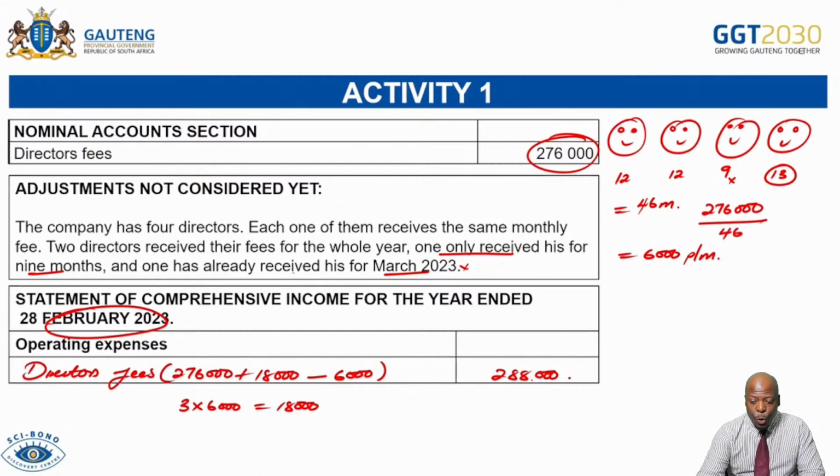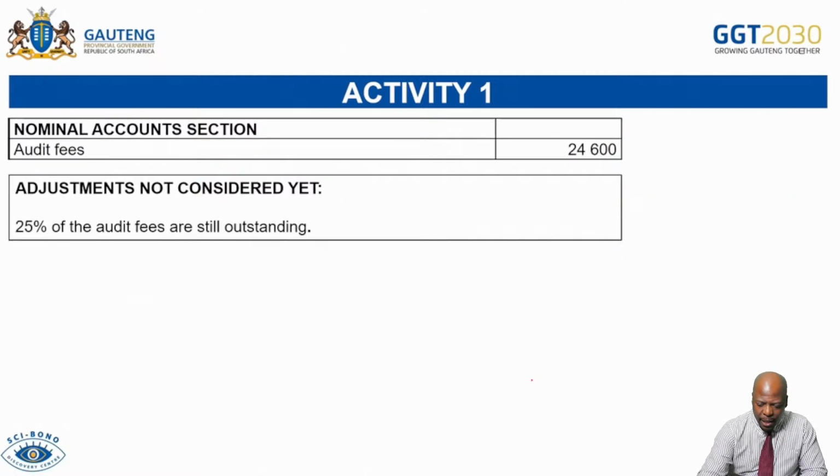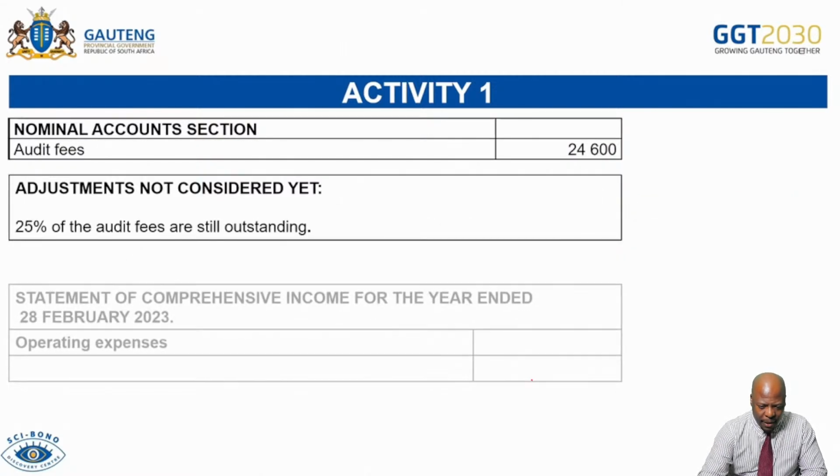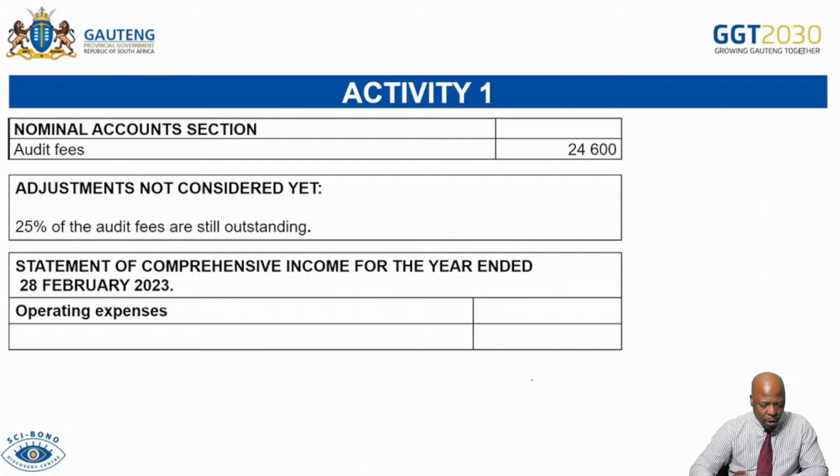All right, so you would do well if you can find more adjustments that have to do with directors so that you can practice on these ones. Okay, so the next one is on audit fees. And it reads, 25% of the audit fees are still outstanding.